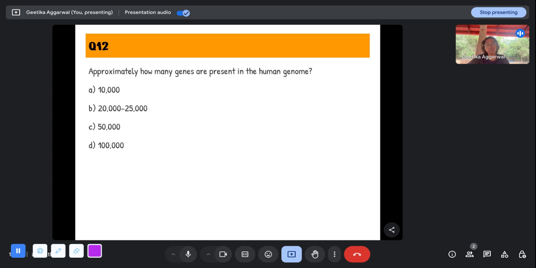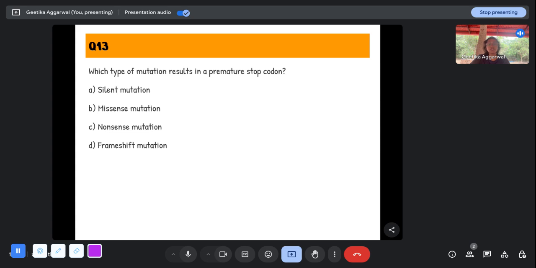10 to 10,000, 20 to 25,000, 50,000, or 100,000. How many genes are actually present in the human genome? Yeah. So the correct answer to this question is around 20 to 25,000. Which type of mutation results in a premature stop codon? Silent mutation, missense mutation, nonsense mutation, or a frame shift mutation?